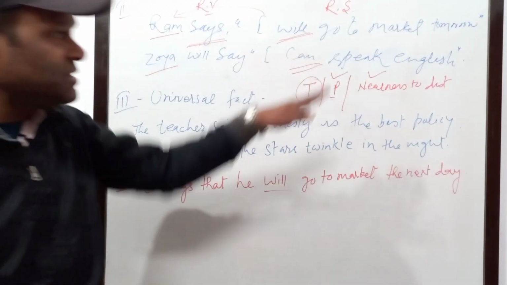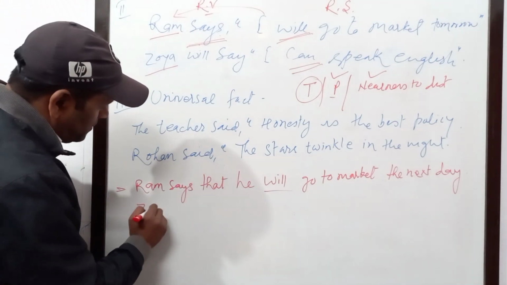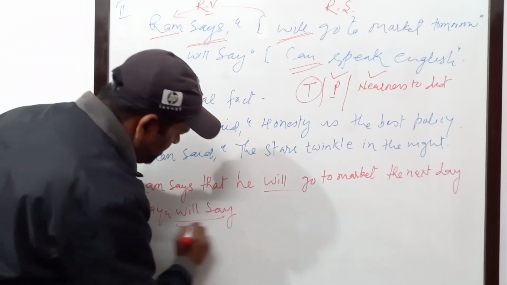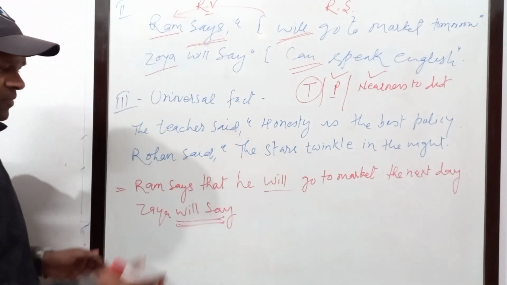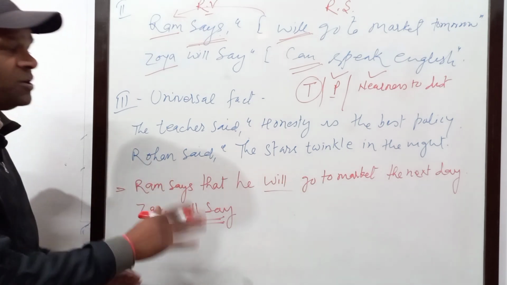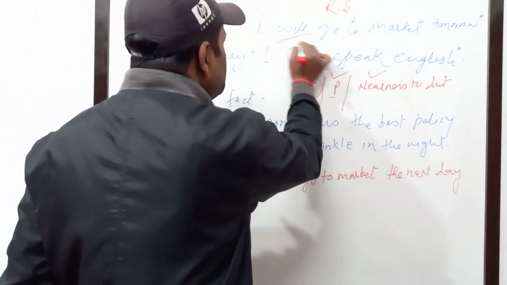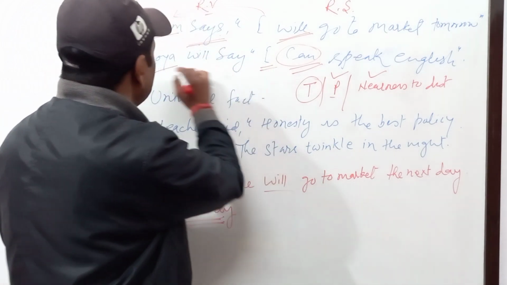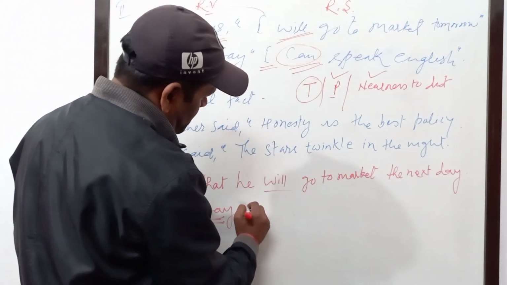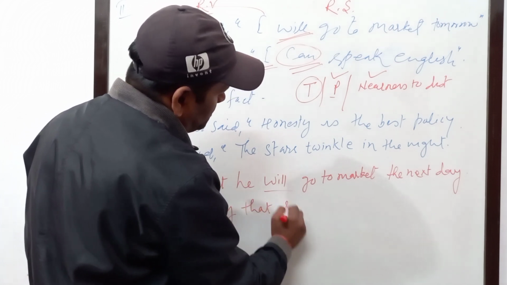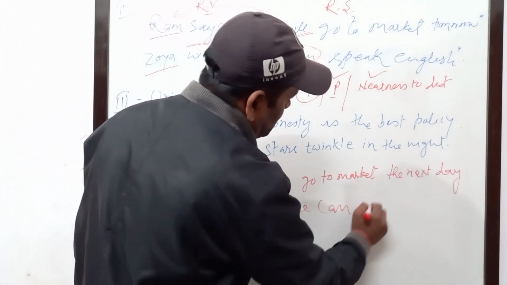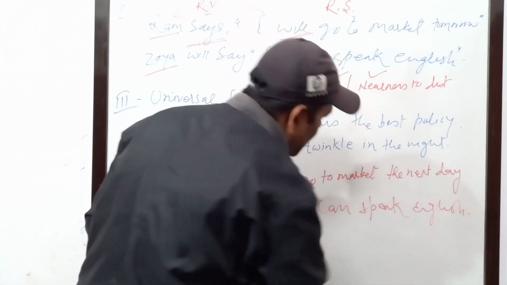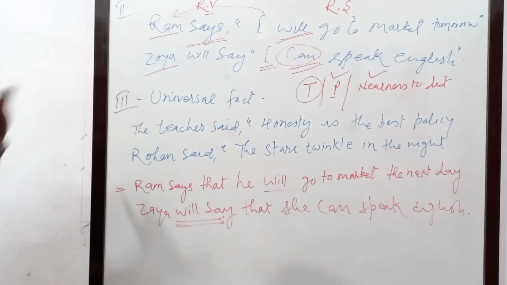Now see the second sentence. Zoya will say, I can speak English. Now take example of that. Zoya will say, this is future indefinite or simple future. The reporting verb is in simple future, which means we will not change the verb. Zoya will say, I, that is for Zoya, so it is Zoya will say that she can speak English. Got it?